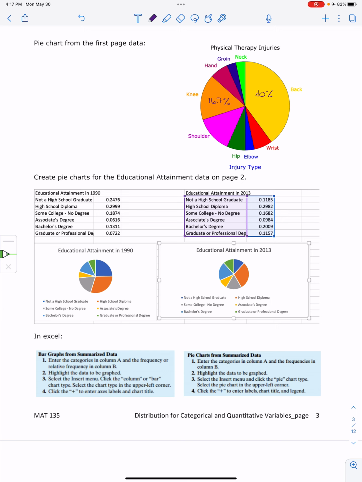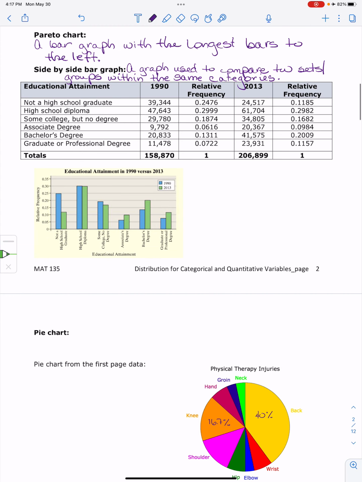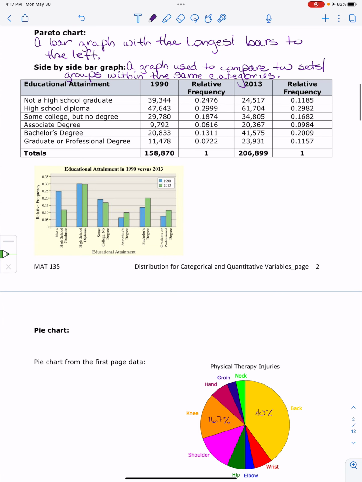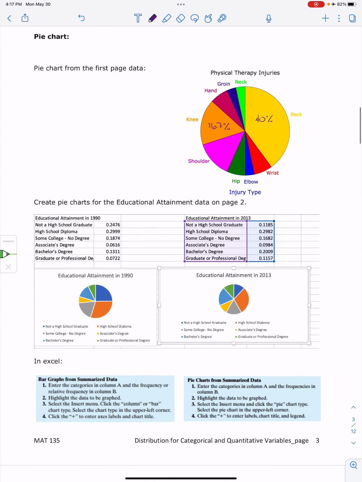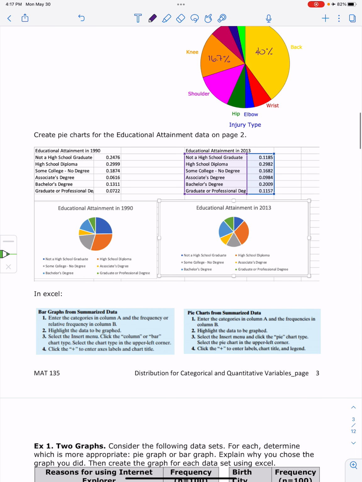You will notice a couple of things here. I went back to that side-by-side bar graph, actually the table, and I pulled out the frequencies. So you'll see that I've got my descriptors here. I've got my frequencies here. And then I can just highlight both of those columns, the information that I need, and insert a pie chart. Makes it a whole lot easier than trying to draw those by hand.